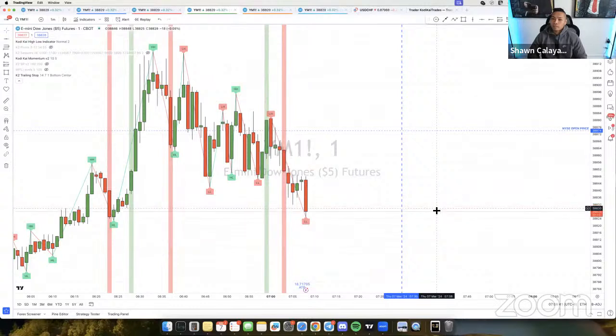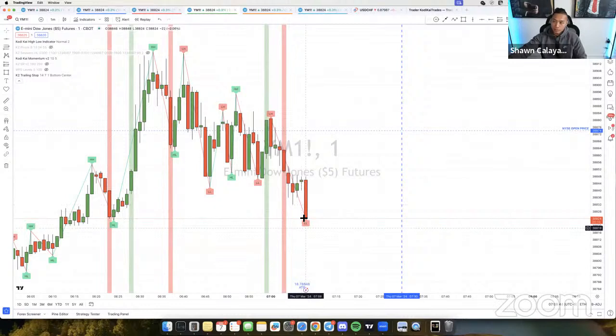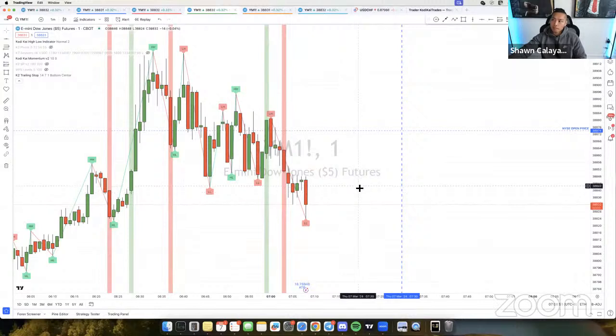All right, so Powell is now speaking. You can see price starting to dump down here a little bit. I don't know what he's saying, but he's talking about inflation. I just have the subtitles up, so I'm just reading what he is discussing as he says it.